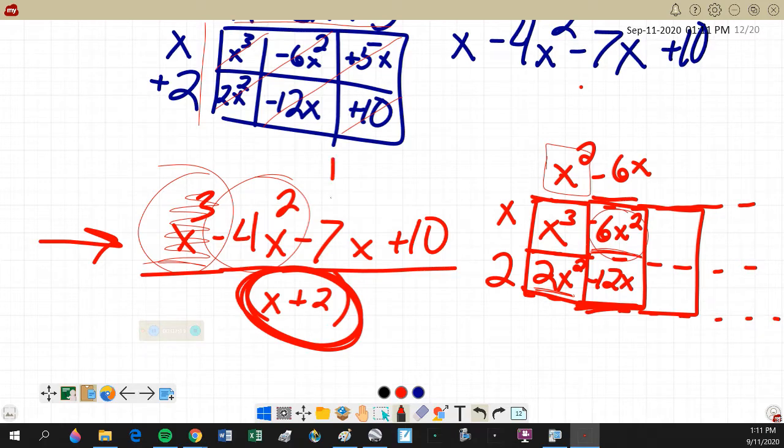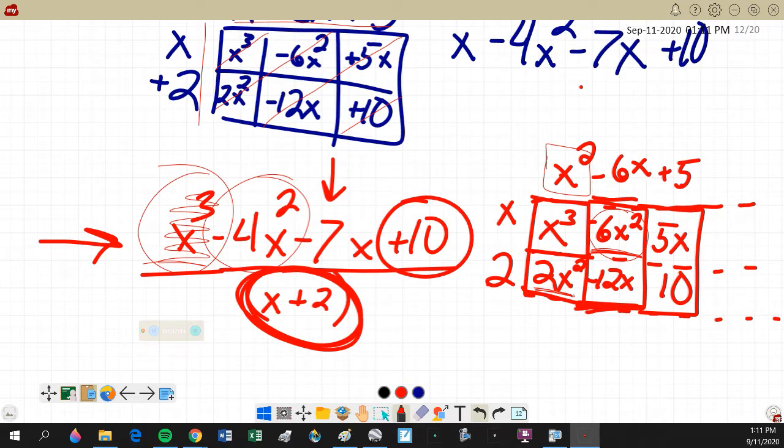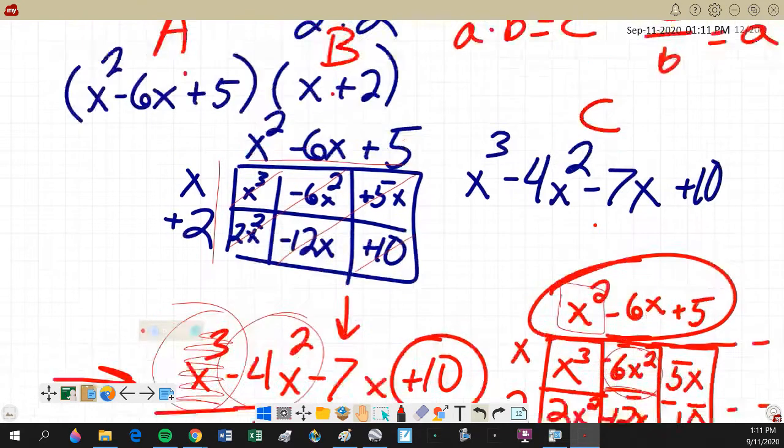I need a negative 7, and I have a negative 12. What should I do? Add positive 5x. So 5x, and now this will be a 5, and 5 times 2 is 10, which matches this, so I'm done. Okay? This is the answer, which is exactly what we started with.